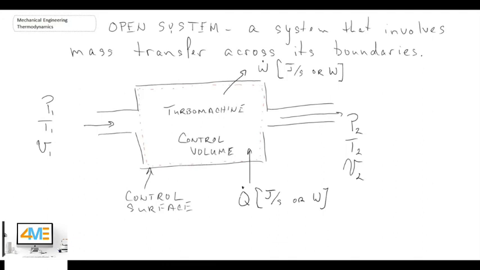So that is the open system, and that's another type of system that we will be applying and studying throughout this course. We'll look at both fixed mass or closed systems, and we'll look at open systems. And both of those would have their own form of the first law of thermodynamics that we will be applying.